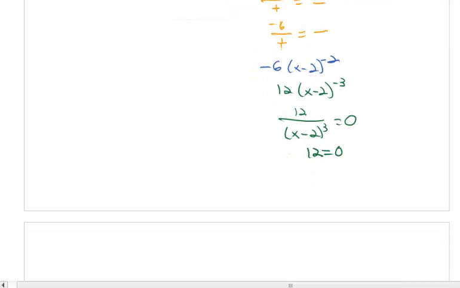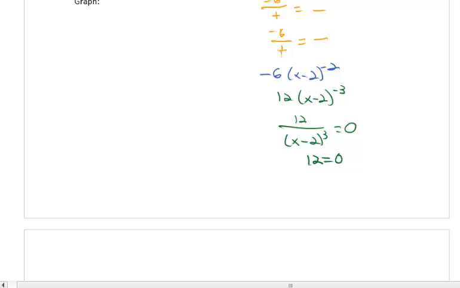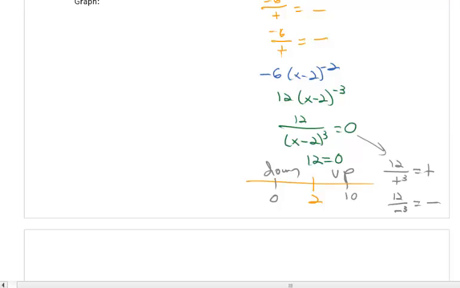Concavity, though, we can check at the undefined points. So we're interested in the undefined point of 2. To the right of 2, maybe we'll test 10. And that gives us 12 divided by a positive cube, which is a positive. So it's concave up on the right. Plug 0 in. That's 12 divided by a negative number cubed, which is a negative. It's concave down on the left.